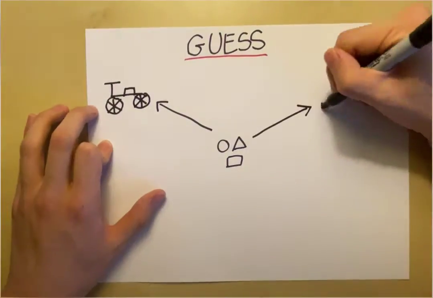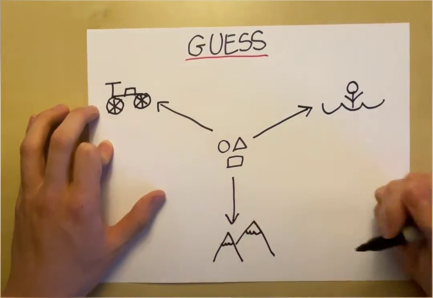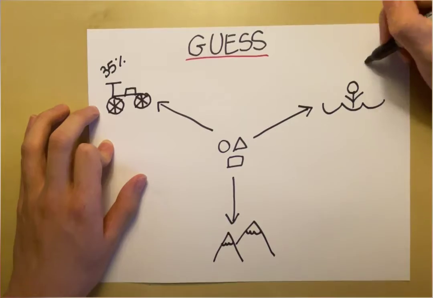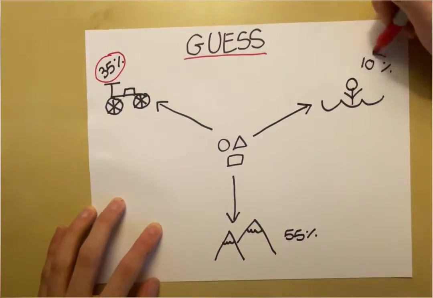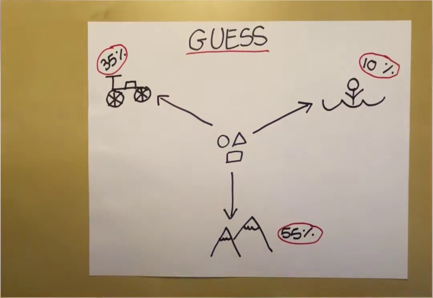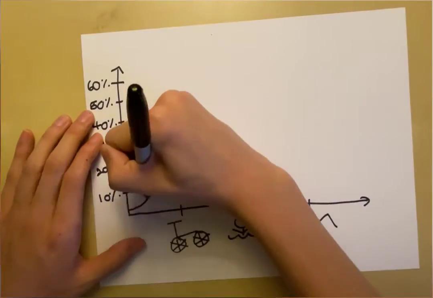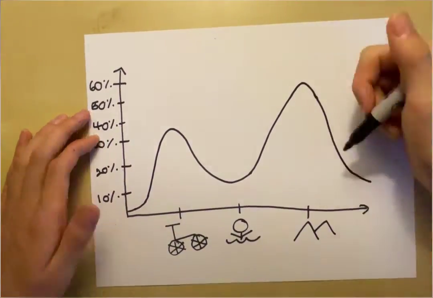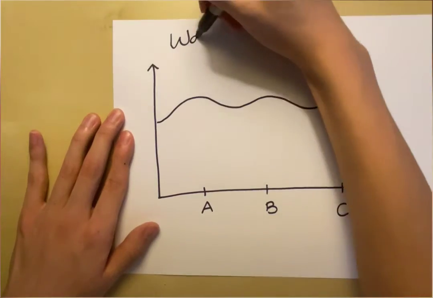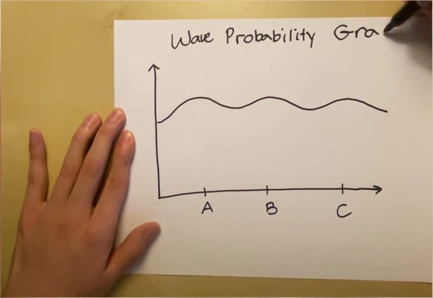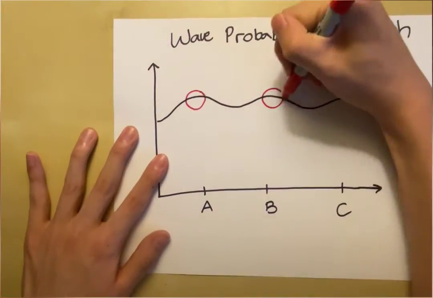They could be biking, swimming, or hiking. Lucky for us, we have probabilities of each activity that the particles might be doing. So they have a 35% chance of biking, 10% of swimming, or 55% of hiking. Using these probabilities, we can create a graph that looks like this, where the higher the graph is, the more likely they are doing the activity. We can basically simplify these types of graphs to what's known as the wave probability function, and figure out the options that are more likely than others.